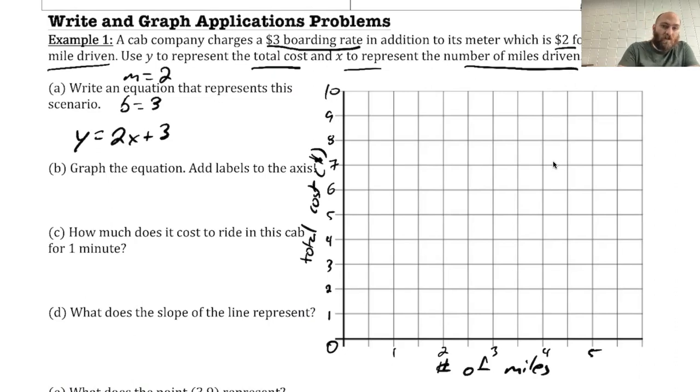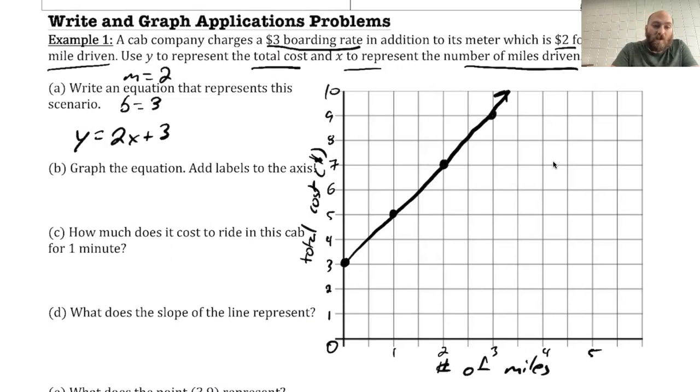All right. So we're going to graph the equation now. We're crossing at 0, 3. After 1 mile, we're adding $2. So at 1 mile, we're going to be up to 5. Then we're adding another $2 and another $2. I'm off the chart here, but that's going to represent the fare that we have to pay.